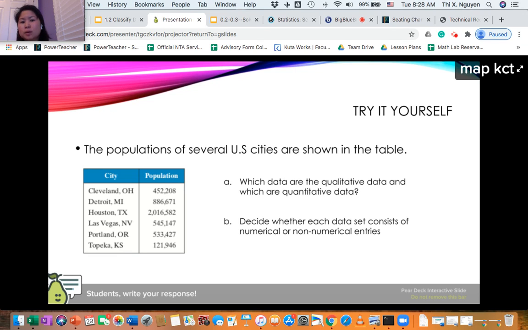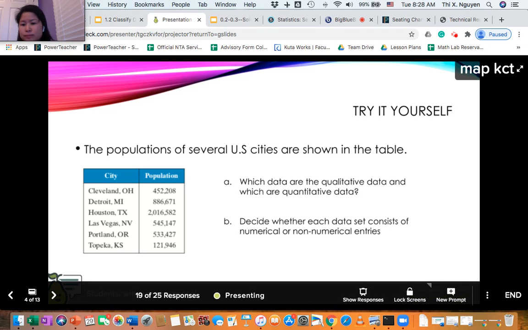So for this one, it's the one that I will go back and grade. So I will take a look and check. So please take a minute. I'll give you time to work on this. B, decide whether each data set consists of numerical or non-numerical entry. So even if you chose that one of them is qualitative, you can tell me if it is numerical or non-numerical. All right, so take almost all of you finished, so take another second.